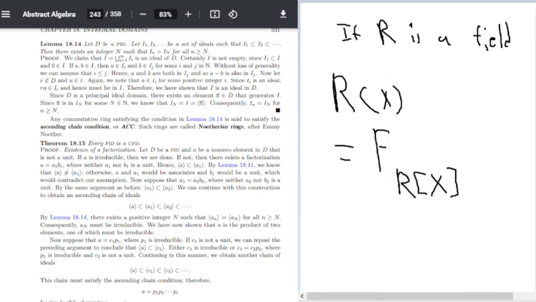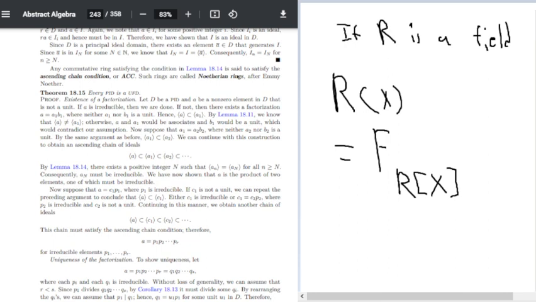So first, proof of the existence of the factorization. Let D be a PID and A be a non-zero element in D that is not a unit. If A is irreducible, then we are done. If not, then there exists a factorization A equals A1 B1, where neither A1 nor B1 is a unit.